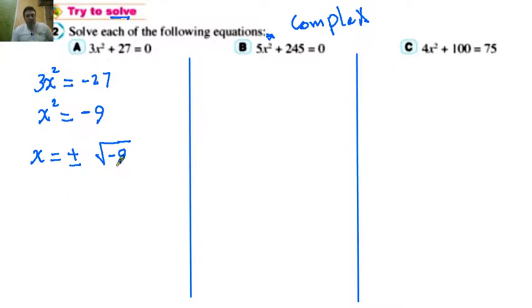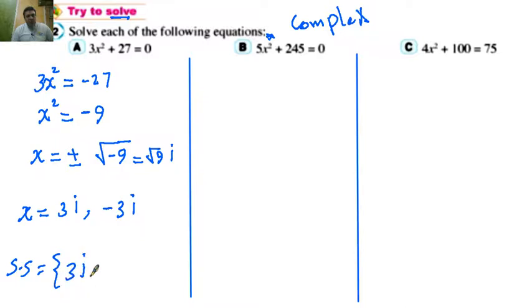By taking the square root, the square root of negative 9, as we mentioned, is negative 1 times 9, which equals square root 9 times square root negative 1, which is i. Then the result is x equals two numbers: x equals 3 square root 9 equals 3i, or x equals negative 3i. Then the solution set in complex numbers equals 3i or negative 3i.